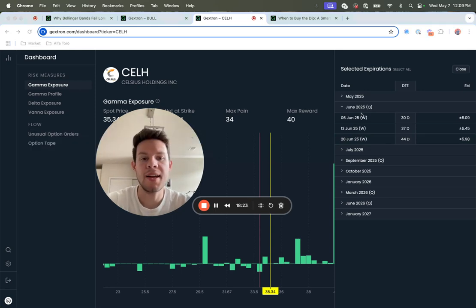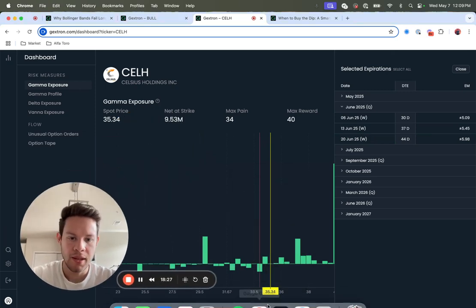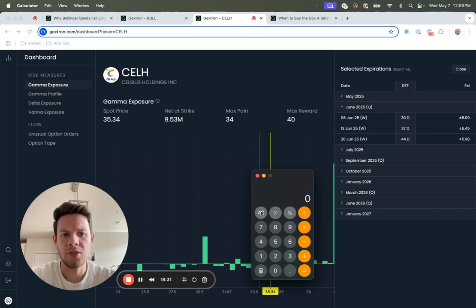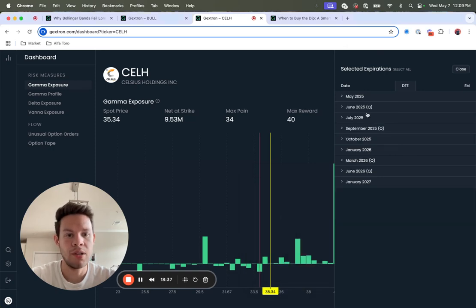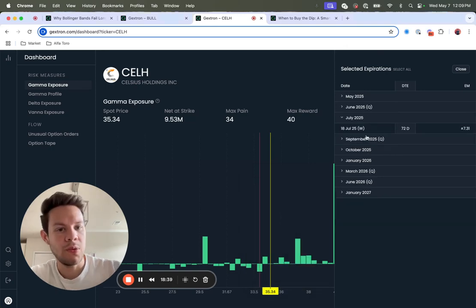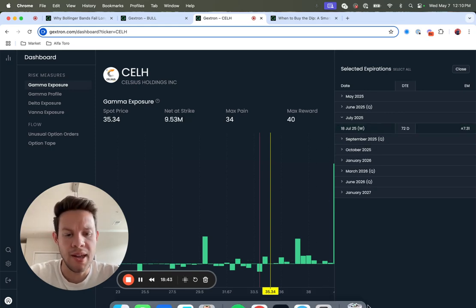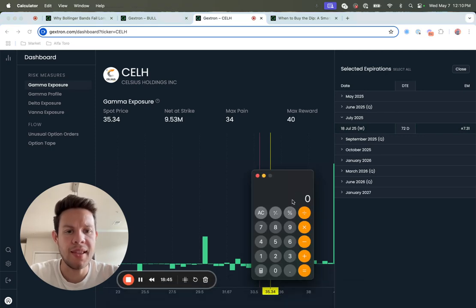So we'll pull up the calculator. I'll update this as soon as we get closer, as soon as there's an August expiration. Oh, August. It's not June. June, July, August. Okay, we'll do July. If it doesn't show up, I like to get the closest one before earnings. So in this case, it would be July.